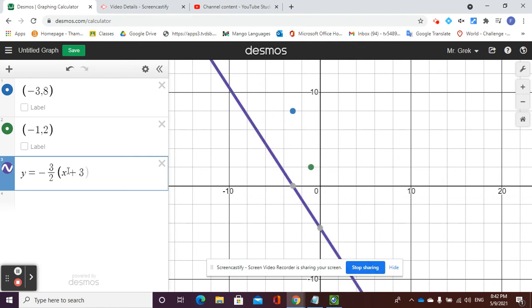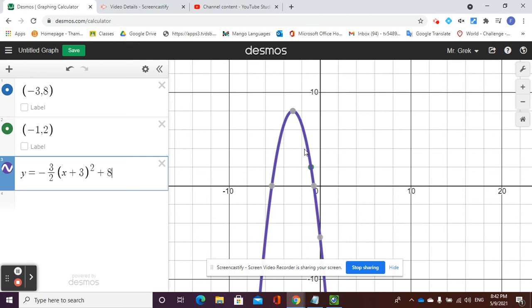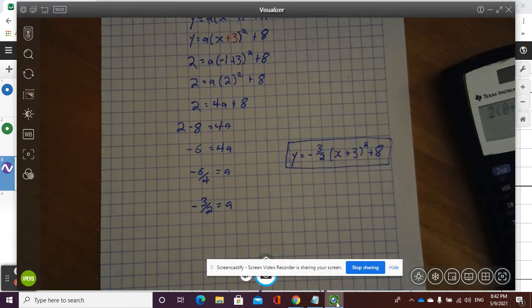So we can check our answer always with Desmos, which is a good habit to get into. And sure enough, it goes through that point, and it has that vertex. So that's our lesson today on vertex form.